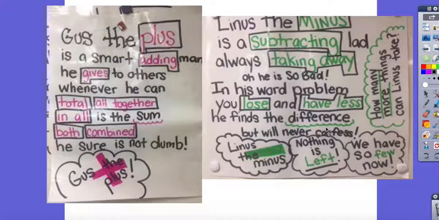But Linus the minus is here too. Remember, Linus the minus is a subtracting lad, always taking away. Oh, he is so bad. In his word problems, you lose and have less. He finds the difference, but will never confess. Remember, nothing is left. We have so few now. How many more things can Linus take? So I know when we're working with these graphs, guys, we could see adding words, we could see subtracting words, okay? Or it might just be asking us to read the graph.